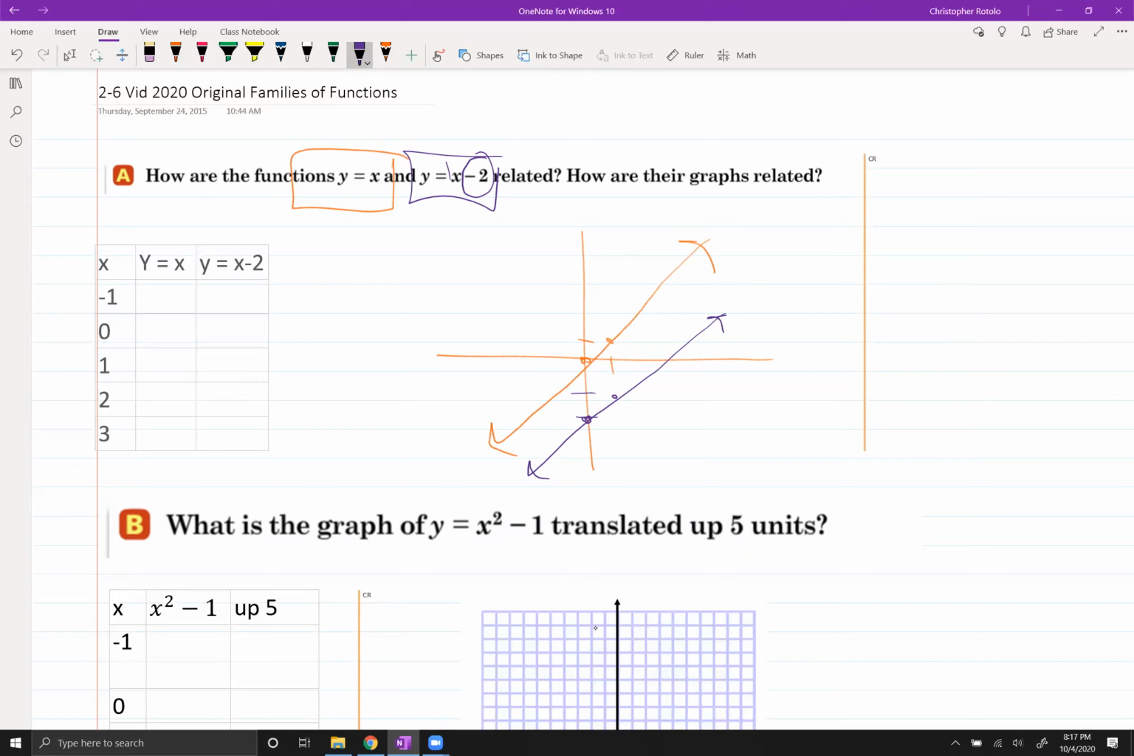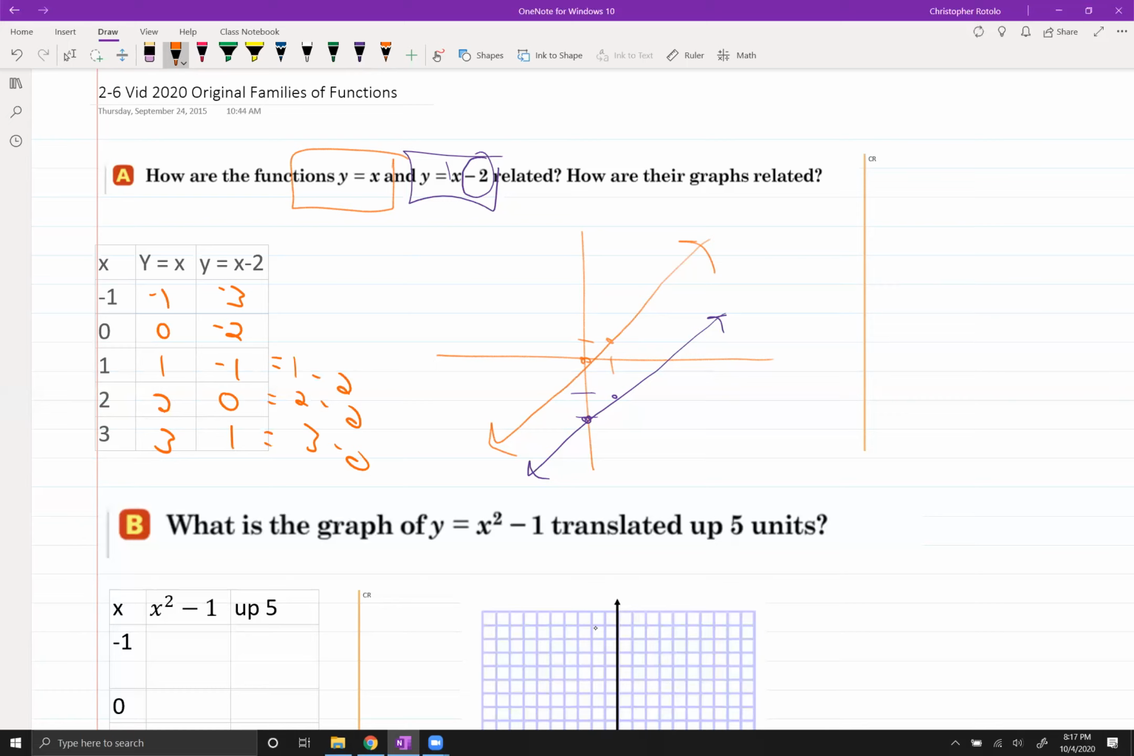But the other thing we want to start to relate is what's going on with the ordered pairs. So if we plug in x, we get -1, 0, 1, 2, 3. Now if we plug -1 in here, we get -3. If we plug in 0, we get -2. Plug in 1, we get -1. Plug in 2, we get 0. And if we plug in 3, we get 1, right? Because it's 3 minus 2, 2 minus 2, 1 minus 2.